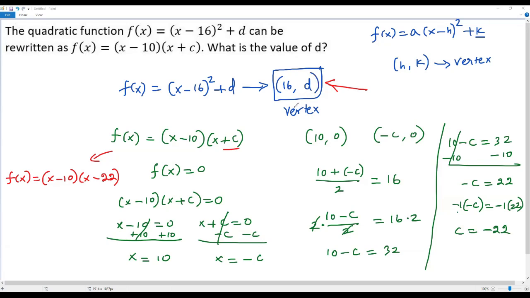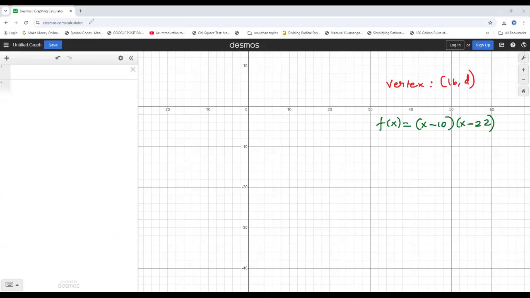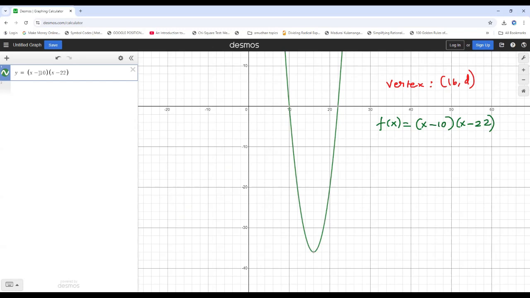Now we can move to the Desmos graphing calculator. Here we have Desmos, and this is the vertex we already got for the given quadratic function, that is (16, d), and this is the intercept form of the given quadratic function. Now I'm going to give this intercept form as input to get the graph of this quadratic function, that is a parabola. Instead of f(x), I have to use y in Desmos. Let me give the function as input: y = (x - 10)(x - 22).